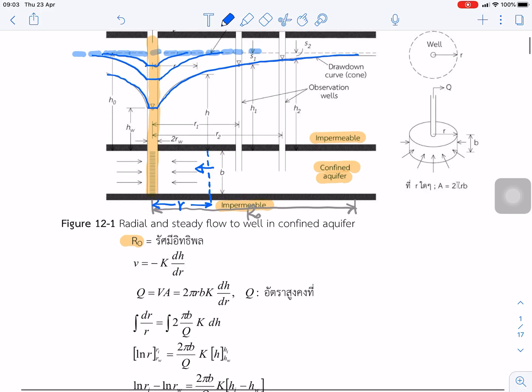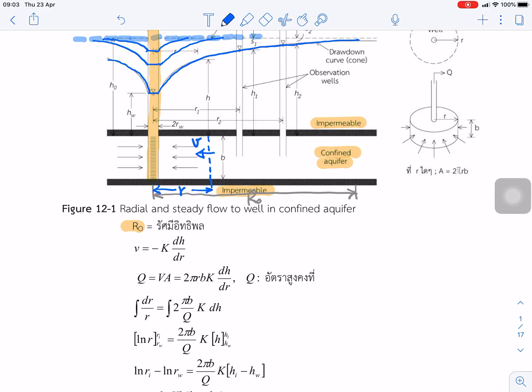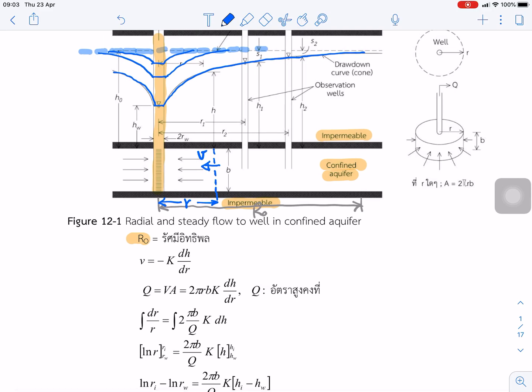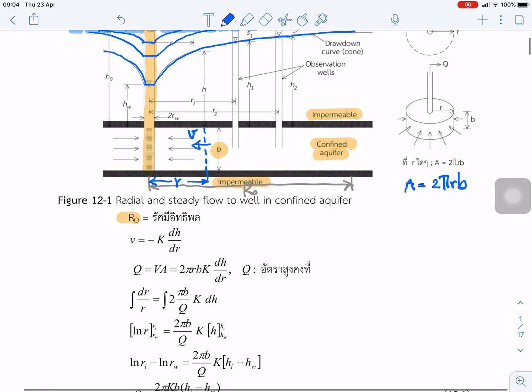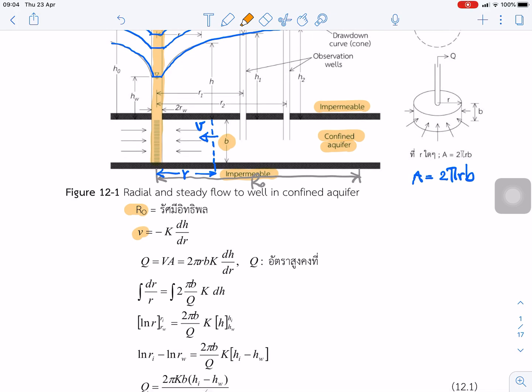We can estimate the flow. The first thing we can estimate is the velocity passing through this aquifer, because the thickness is b. In this case, the area of the flow is equal to 2 pi r times b. So we can start from the Darcy velocity, and multiply Q, the Darcy velocity, with the area.